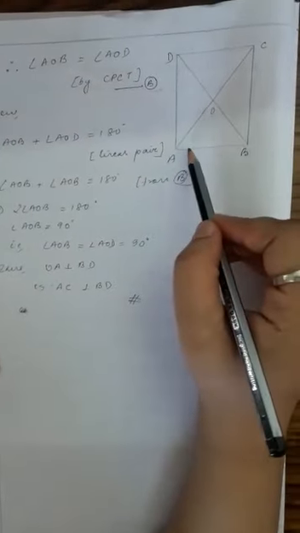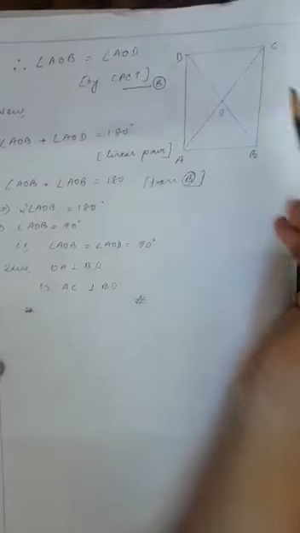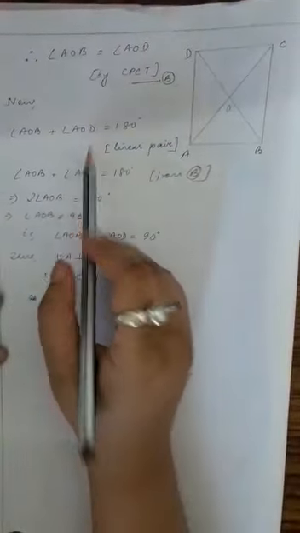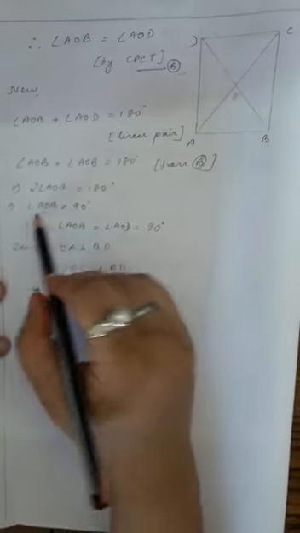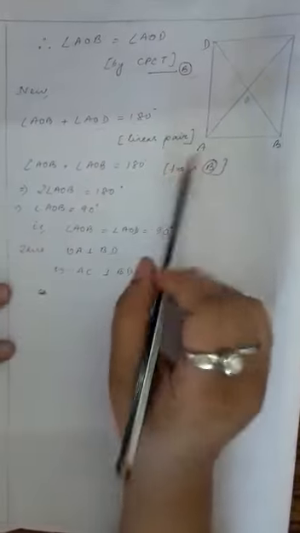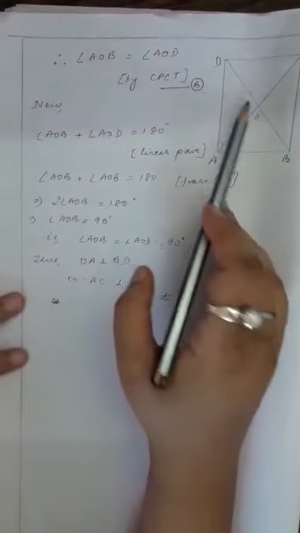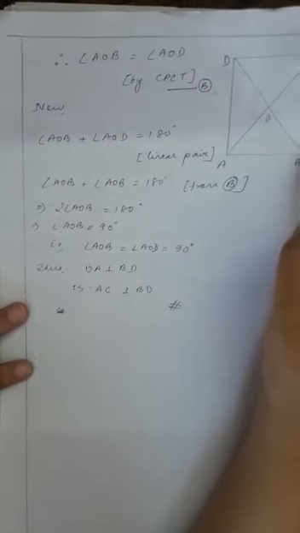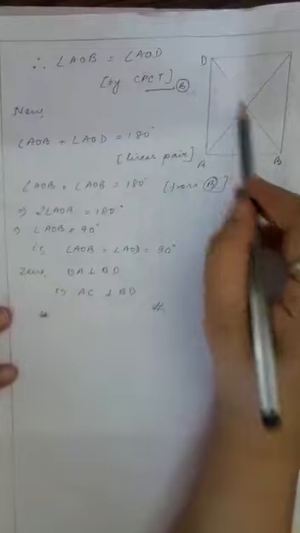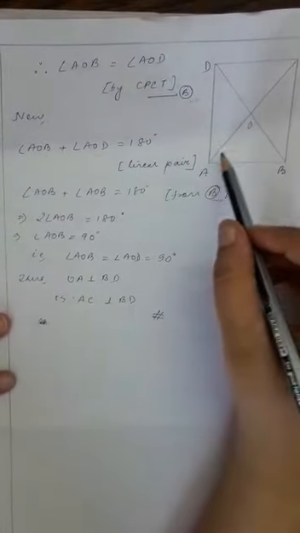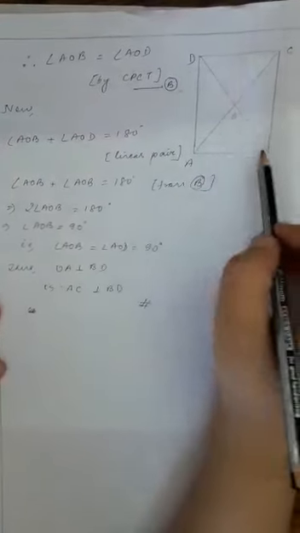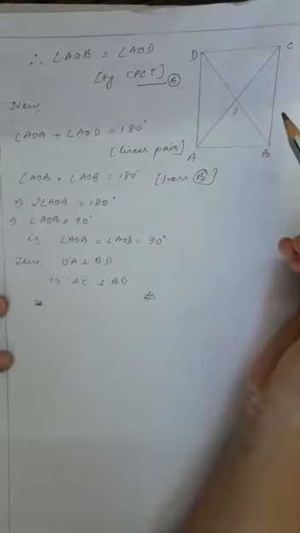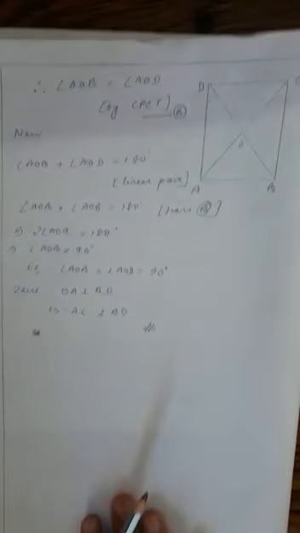Now from the linear pair axiom we know that angle AOB plus angle AOD will be equal to 180 degrees. In place of AOD I have put AOB from equation B. So after calculation I get angle AOB is equal to 90 degrees. So if AOB is 90 degrees, then AOD will also be 90 degrees. Therefore OA is perpendicular to BD. We need to prove that AC is perpendicular to BD, so since OA is perpendicular to BD, AC is also perpendicular to BD. So with this we come to the end of the fourth sum.